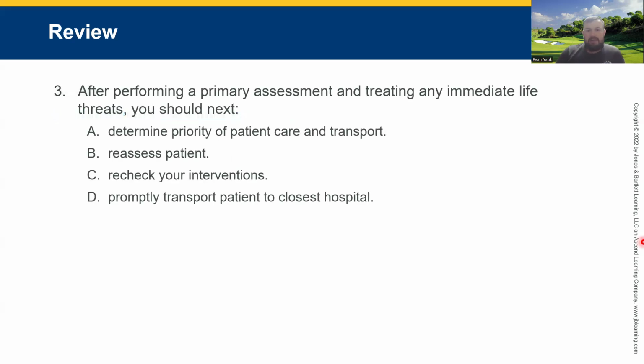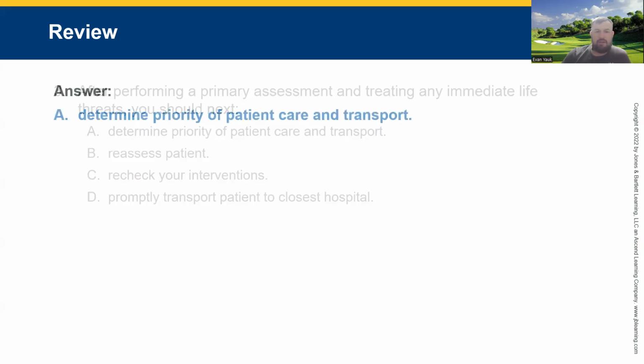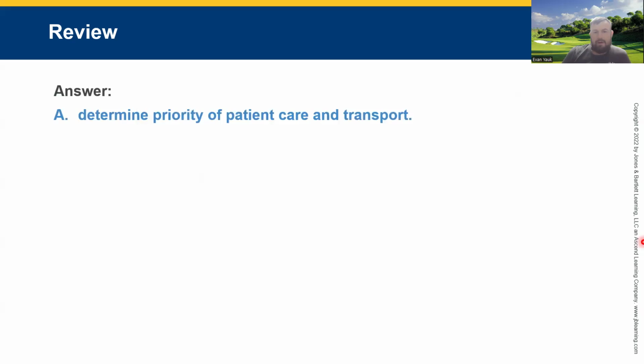After performing a primary assessment and treating any immediate life threats, you should next determine priority of the patient care and transport, reassess the patient, check your intervention, or promptly transport patient to the hospital. I know you guys don't have your sheets yet, but determine the priority of the patient care and transport. So this A, B, C, I like to throw in a D. So airway, breathing, circulation. I like to throw a D in there where it's decision making. This is where I decide how I'm transporting that patient.